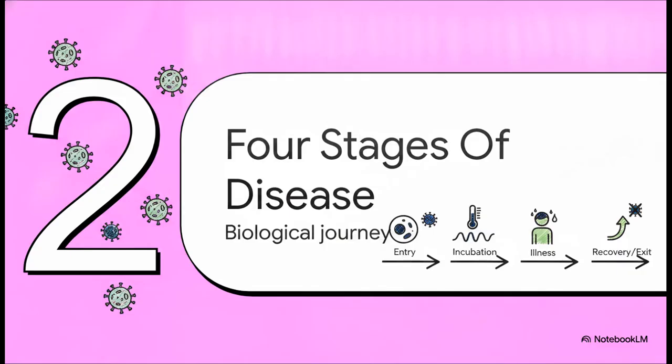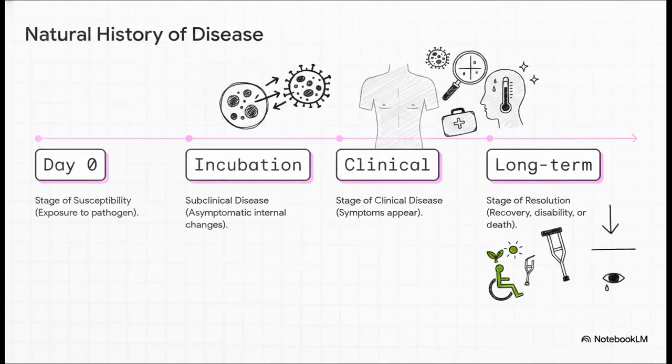Section 2. The 4 stages of disease. Tracking the biological journey. Now that the agent has successfully entered the host, it builds a very predictable timeline of illness within the human body. Every single disease follows this natural history. It starts at day 0, the stage of susceptibility, literally the exact moment of exposure.